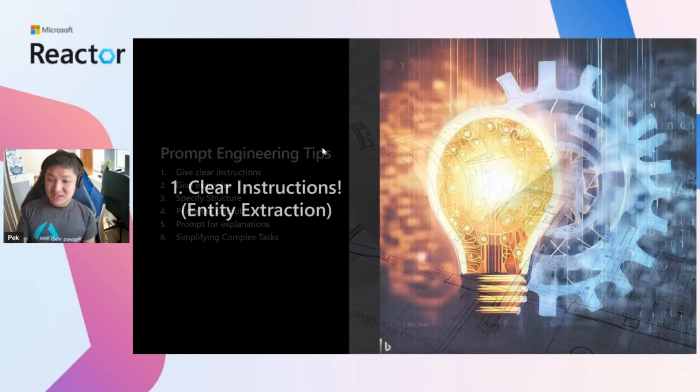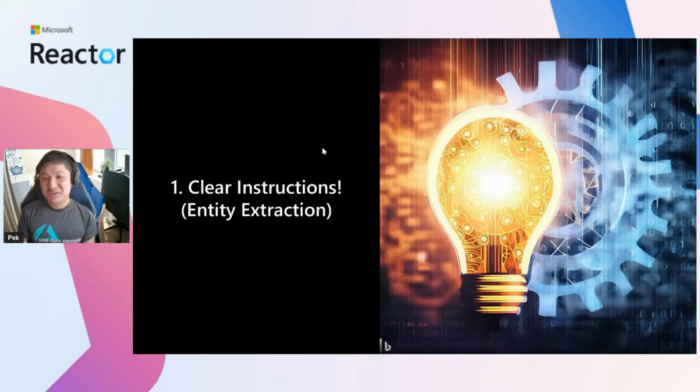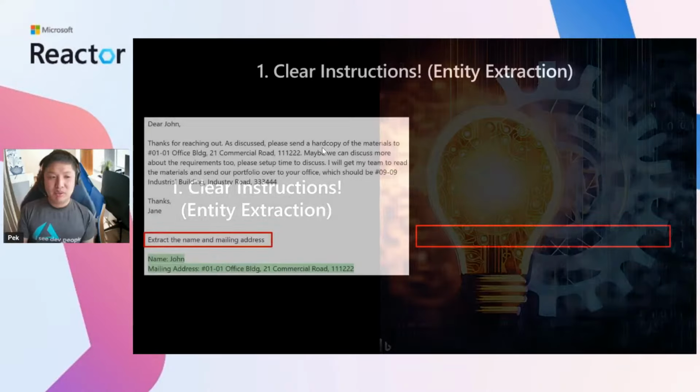Okay, first things first, let's talk about instructions. Instructions have to be clear. We always think that AI performs really well, but the way I like to describe it is, imagine that you are speaking to another human being. If your instructions are not clear, sometimes mistakes can happen as well. Let me show you an example over here.